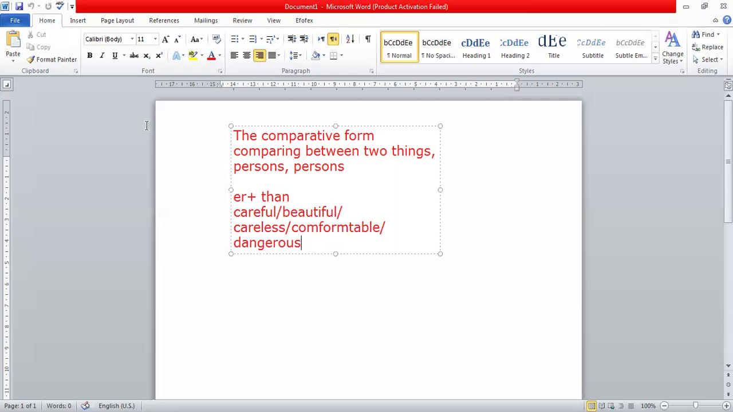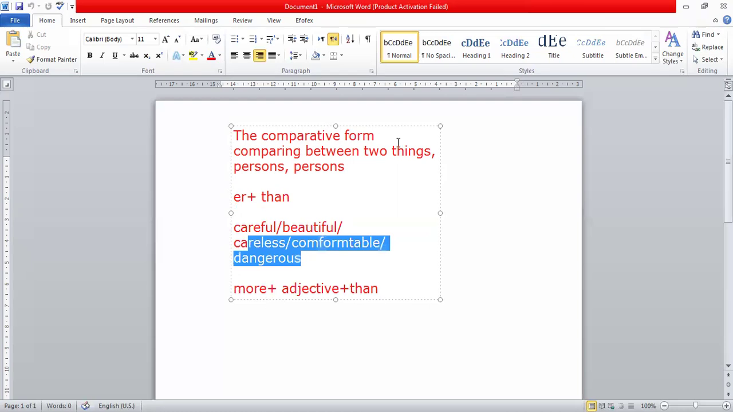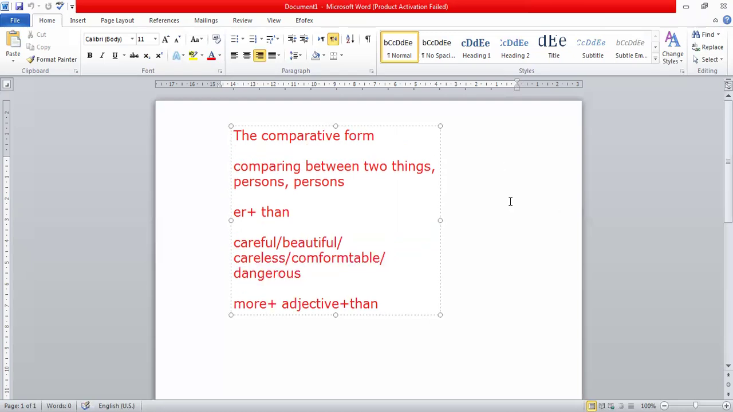What can I do with these adjectives? By adding what? Using more. Then you can say more plus adjective plus than. See, this is for adjectives of more than one syllable. Okay, here we have the comparative between two things or persons.